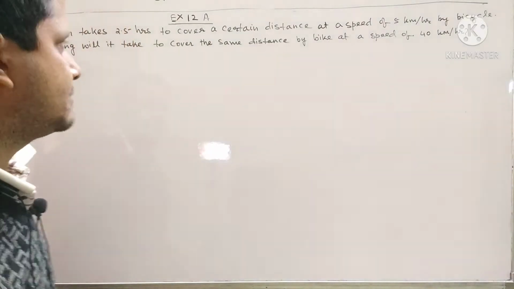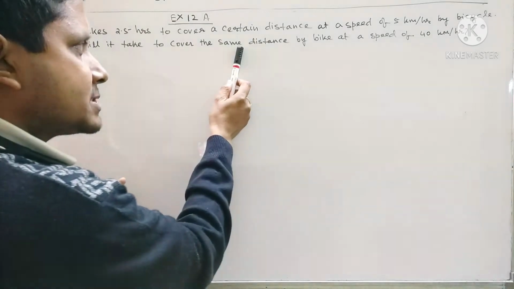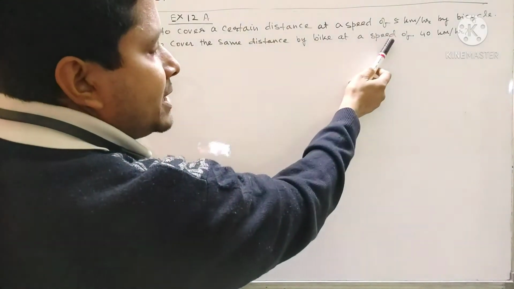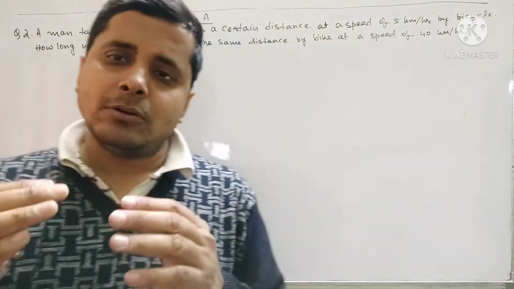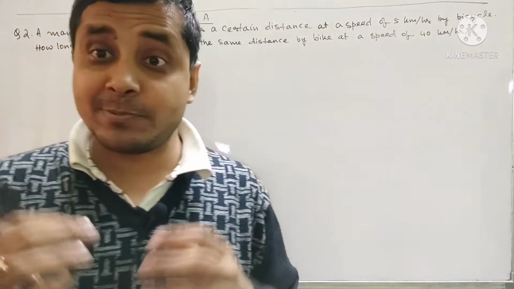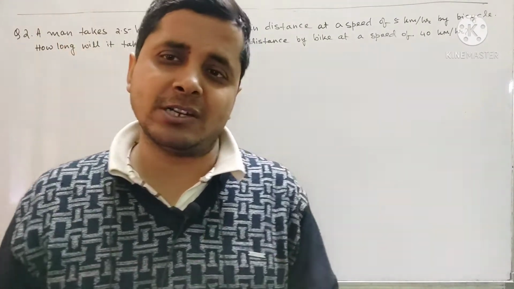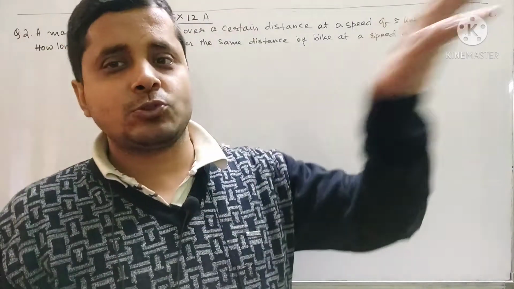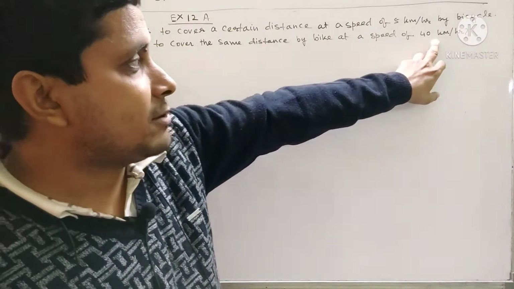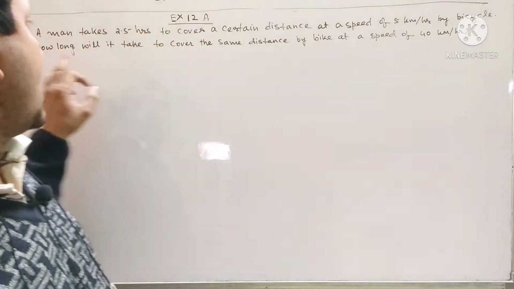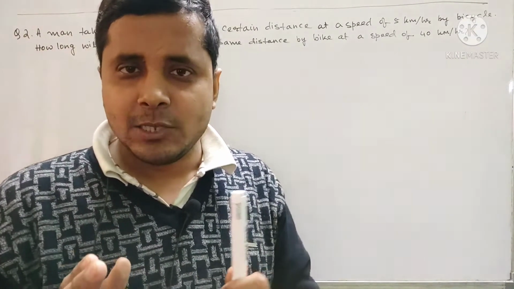Let us see the second case. It is saying, how long will it take to cover the same distance by bike at a speed of 40 km per hour? That means in case 2, now the boy is traveling with a bike. He has become rich now. Earlier he was a little bit poor, so he was riding a bicycle, but now he understood that he should ride a bike to reach quickly. So he took a bike and traveled at the speed of 40 km per hour. You have to find how much time it will take. Okay, so let us solve the question.